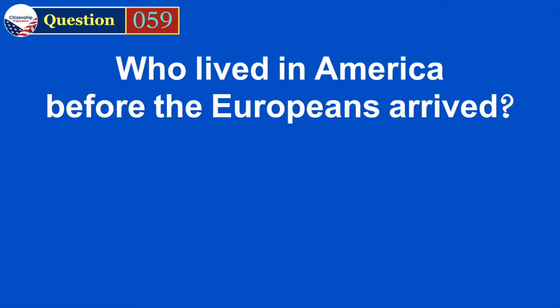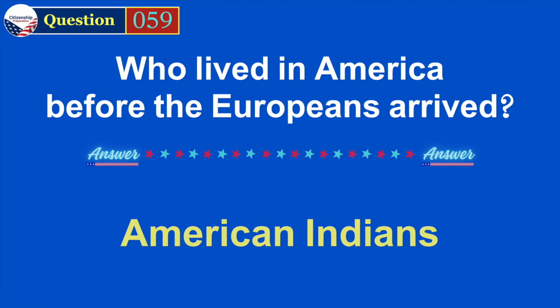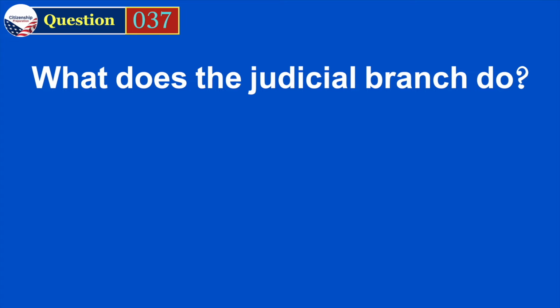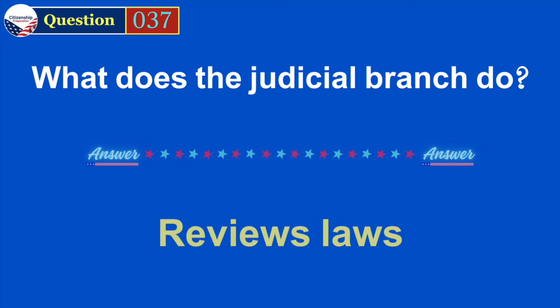Who lived in America before the Europeans arrived? American Indians. What does the judicial branch do? Reviews laws.